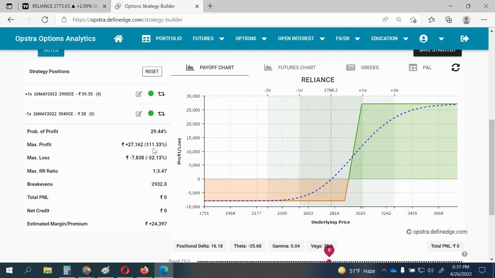27,000, which is like 110%. Let's talk in terms of percentages. It has the potential of giving you 110% with just a move of 9% in a month, right? Forget about this 9%. Forget about this 100%. Even if Nifty makes a move of 5%, this is your break even, right?